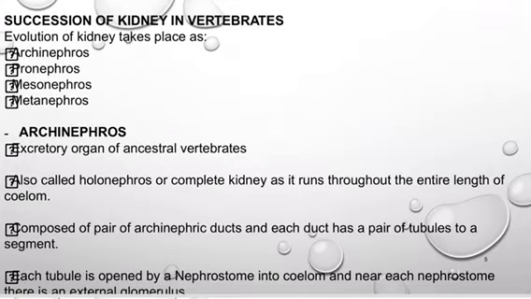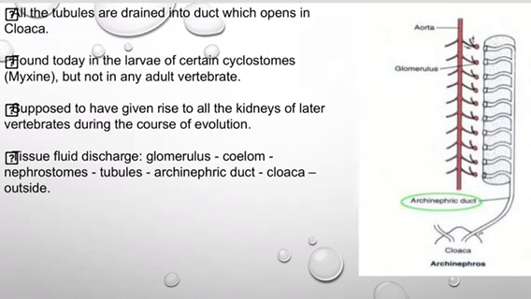It's also called the Metanephros. It runs throughout the entire length of the column that you find in the vertebrates. The archenephros is composed of a pair of archenephric ducts, and each of the ducts has a pair of tubules in a segment. Each tubule is opened by what we call the nephrostome into coelom, and near each nephrostome there is an external glomerulus.